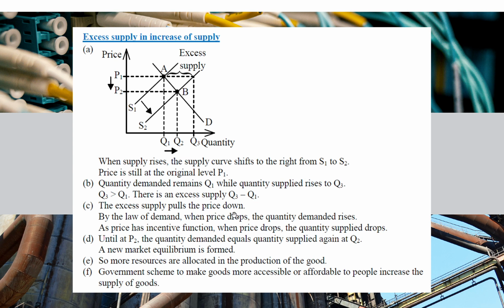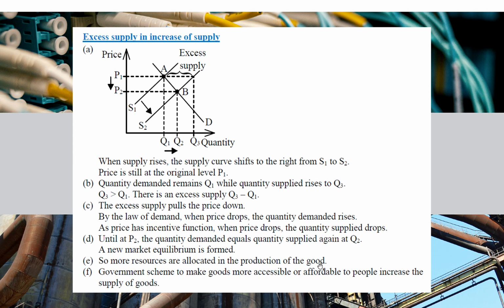But this is a good way to restore the equilibrium, because when the price is pushed down, by the law of demand the quantity demanded increases. And price has an incentive effect: when the price decreases, the quantity supplied drops. Until at P2, the quantity demanded and quantity supplied are the same, at the new equilibrium price and equilibrium quantity Q2. A new market equilibrium is formed, and Q2 is larger than Q1, so more resources are allocated to the production of the good.